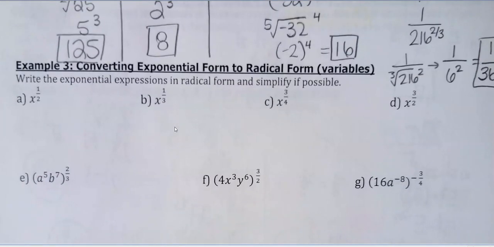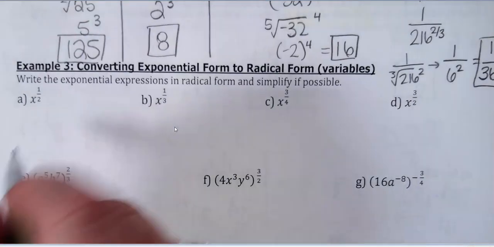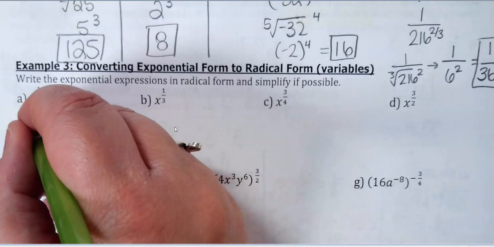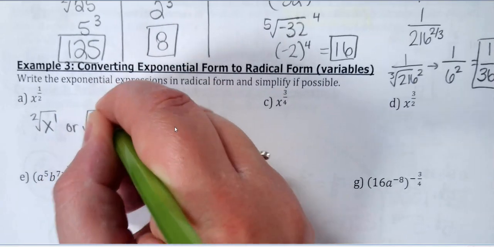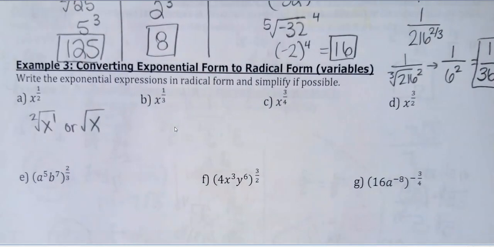So I'm literally just asking you to change these from exponential form to radical form. So radical form means you have a root of some kind. You're not going to have to do much here at all. Just bottom out. So 1x to the 1/2. This would be the square root of x to the first, or you'd typically just see that written as the square root of x.